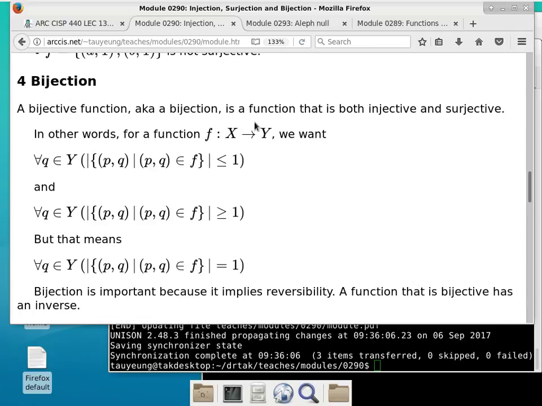Kind of jumping the gun. The only way to have bijection is if you have the same number of elements in each set. Yes. Yep. Exactly. That's one of the byproducts of being a bijective function.